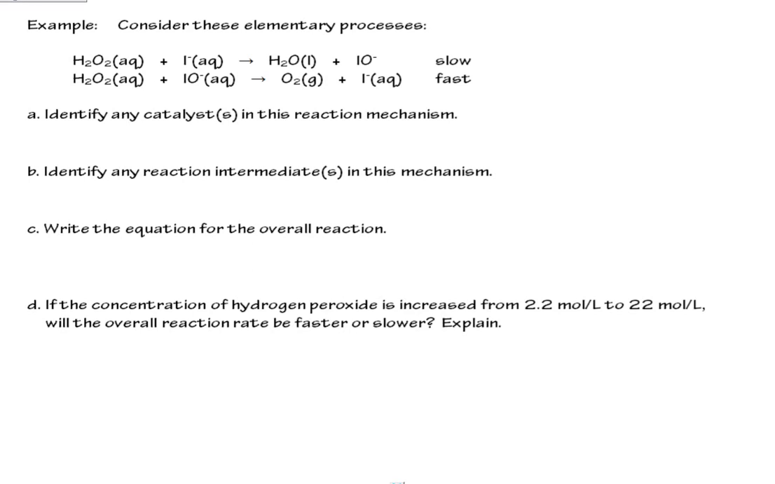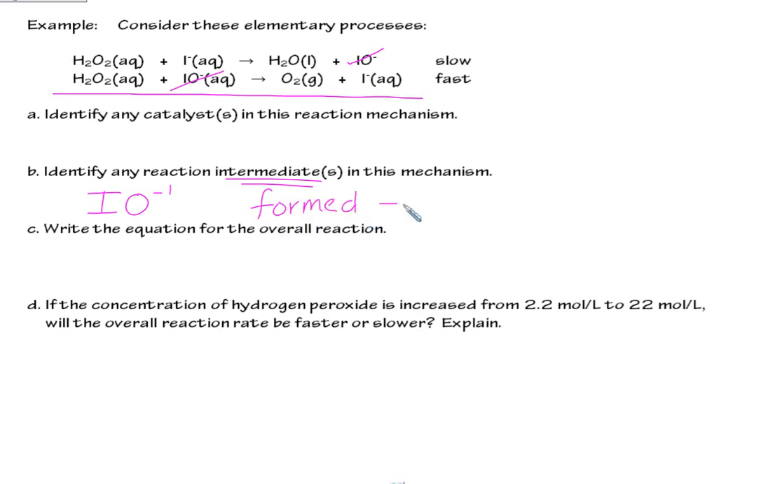When I'm ready to write the overall balanced equation, we know that we're supposed to be able to cancel like terms. So if I look at these two elementary steps, eventually I know I want to add them up and cancel like terms. Here's one right away. IO negative 1. IO negative 1. It's formed in the first step, and then it's consumed in the second step. That's an intermediate. So that's B. Intermediate. IO negative 1.